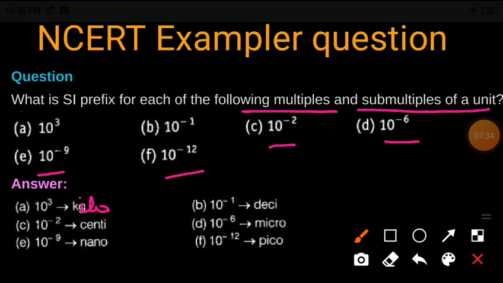10 to the power minus 1, we use the prefix deci. 10 to the power minus 2, we use centi, likewise centimeter. And 10 to the power minus 6, we use micro, as in micrometer. 10 to the power minus 9, we use the prefix nano. And 10 to the power minus 12, we use the prefix pico. That is the basic conceptual units that are useful both in science and maths.